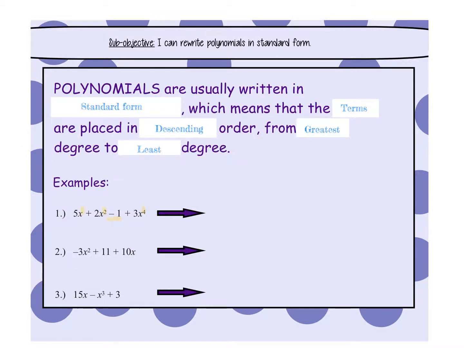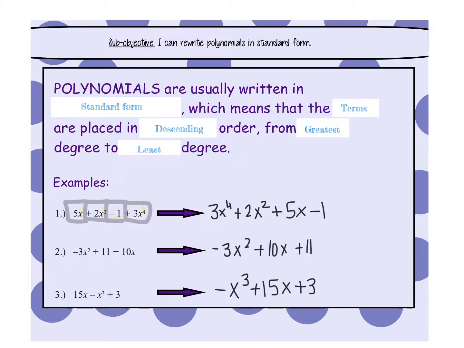So I'm going to write those terms in order from largest to smallest degree value. So my positive 3x to the 4th is going to come first, and then my positive 2x squared is going to come next, and then my positive 5x is going to come, and then the last one, negative 1, is going to be on the end. So if I have any constants or numbers without variables, they will always come on the end. All right, go ahead and pause the video and write example 2 and example 3 in standard form.